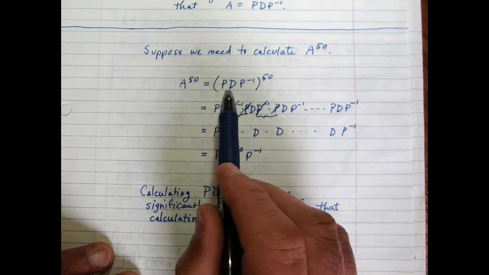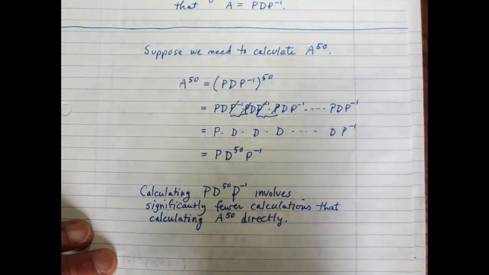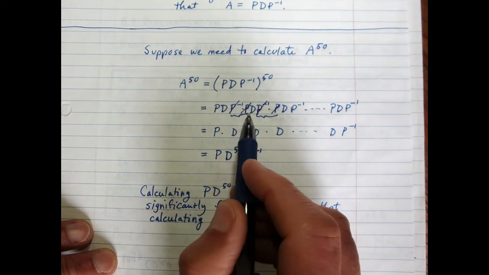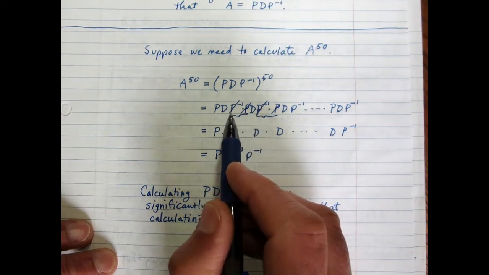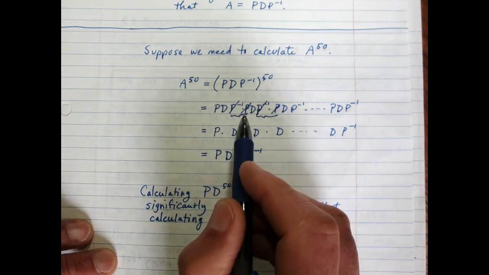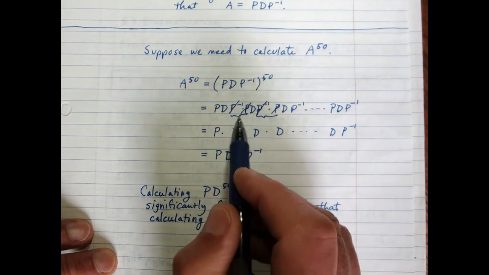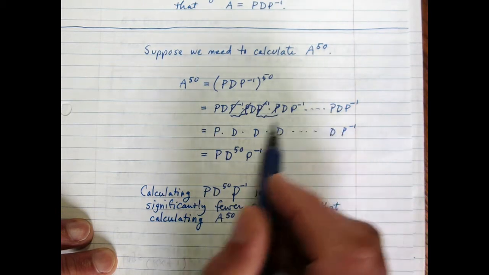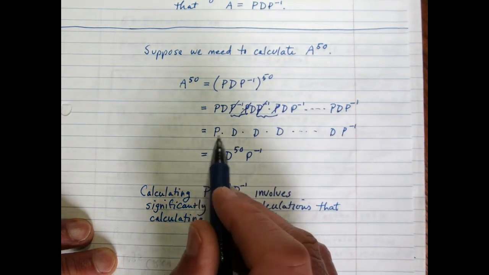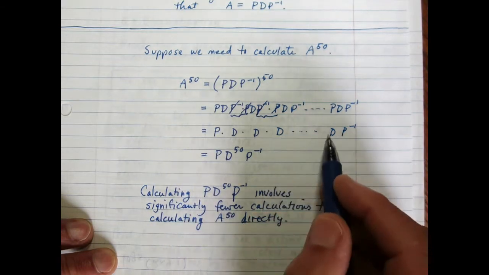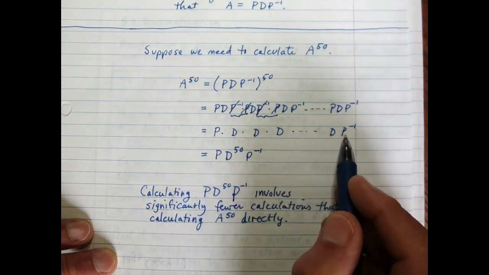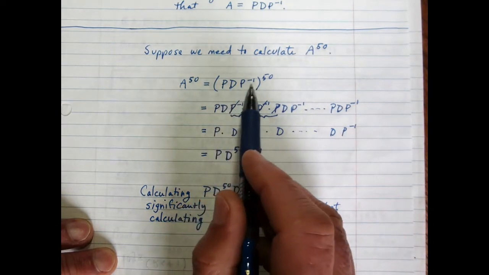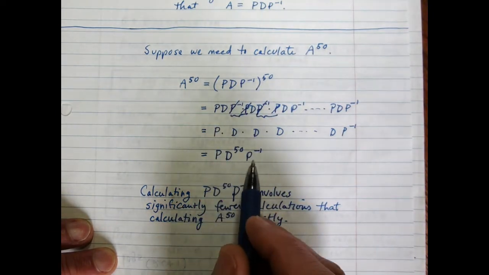Because of the nature of the product PDP inverse, each time we multiply by that trio again, the P inverse and P are up against each other, and they cancel out in this product of PDP inverse to the 50th power. Each time they're up against each other, they cancel out all the way down the line. So we're left with just P times D times D times D, all the way to the last D before the final P inverse. So PDP inverse to the 50th power will simplify to PD to the 50th P inverse.